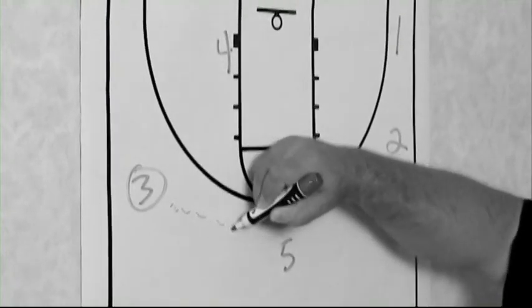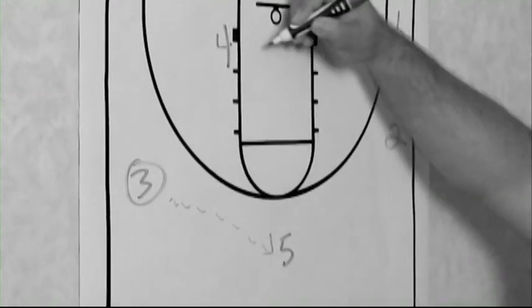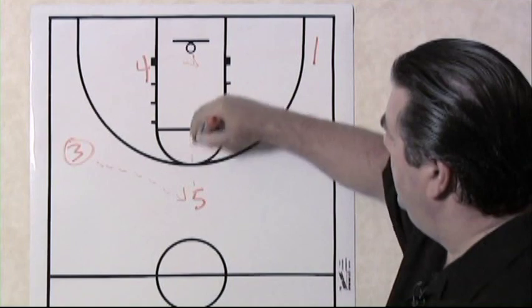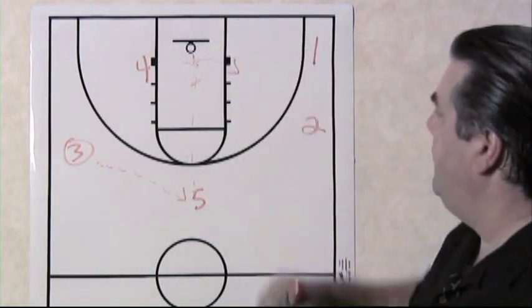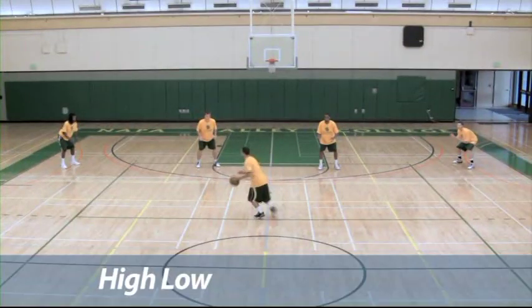3 is going to look to reverse the basketball on top. 4 is going to look to duck in, and we're going to look to see if we can make the high-low pass if he's open. If he doesn't get the ball, 4 continues to follow the ball across the lane.